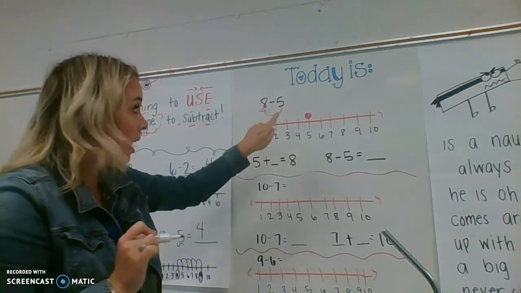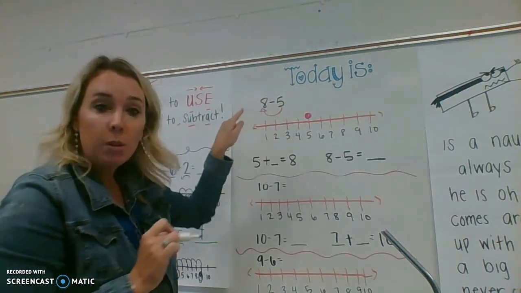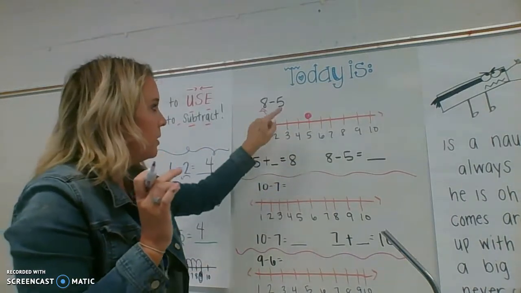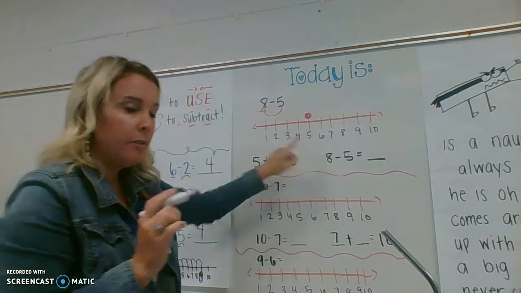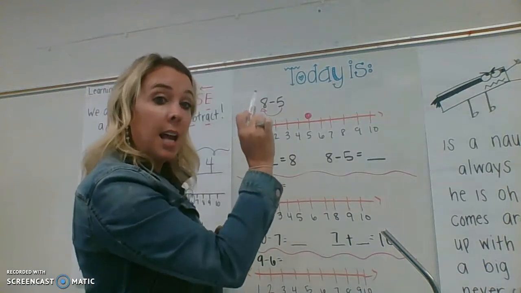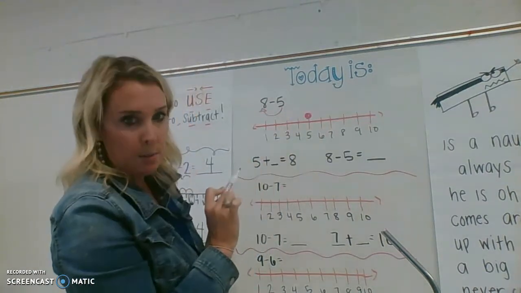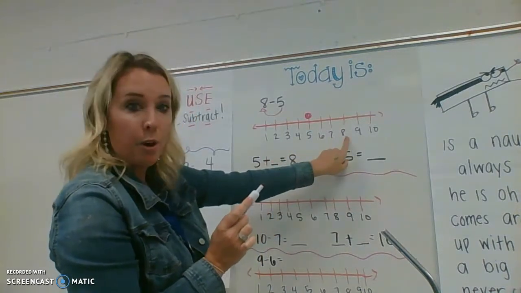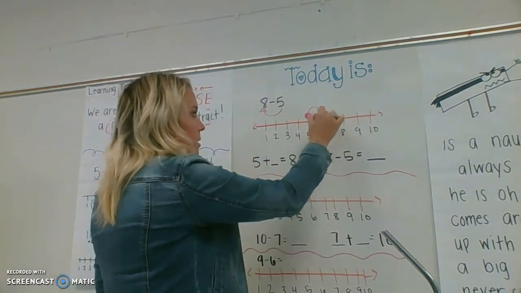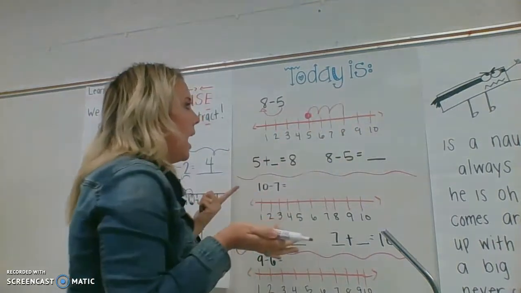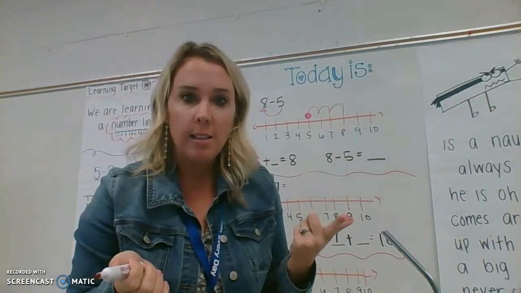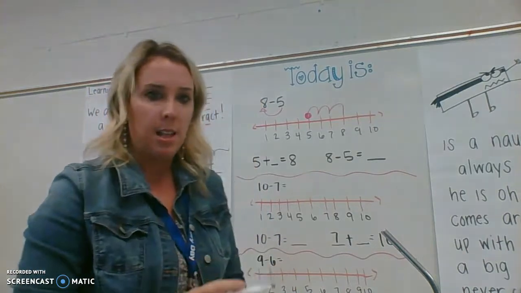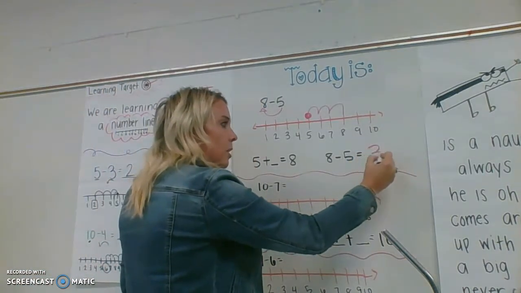If you need to draw this arrow like Miss Hipple did, you can do that. That is just putting it in your brain. Okay, I'm starting at 5 and I'm going to count up to 8. I'm going to count how many jumps it takes me to get to that number 8. So 1, 2, 3. How many jumps did it take me to get to the number 8? 3 jumps. It took me 3 jumps to get to that number 8. So that is my answer.